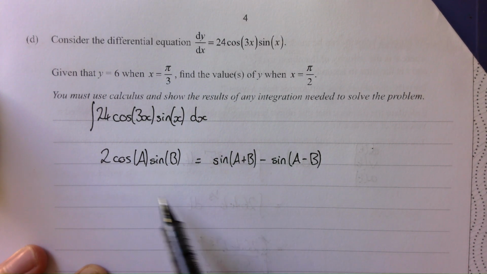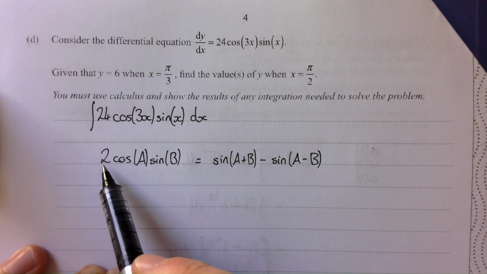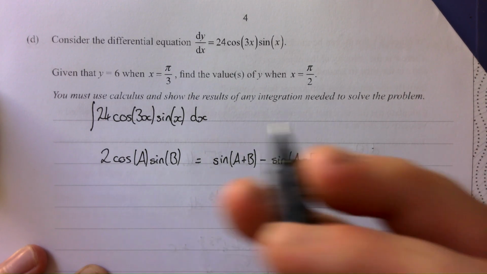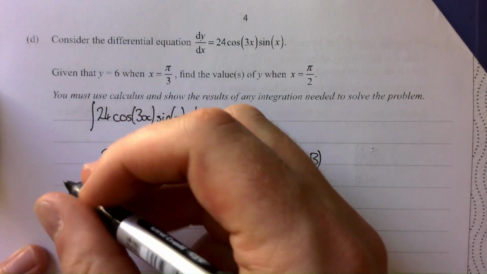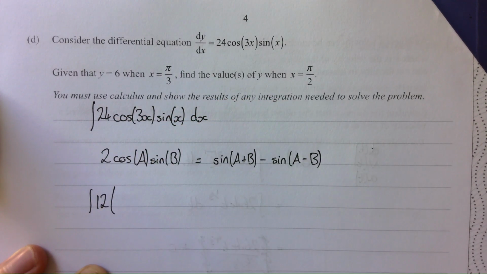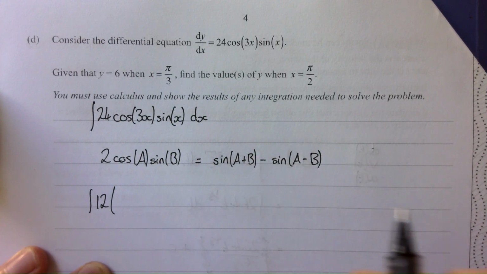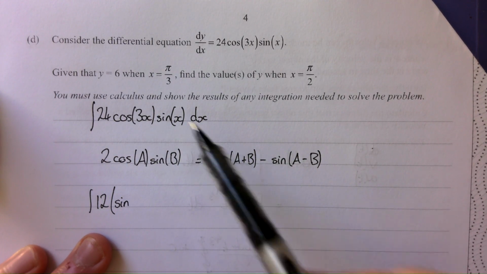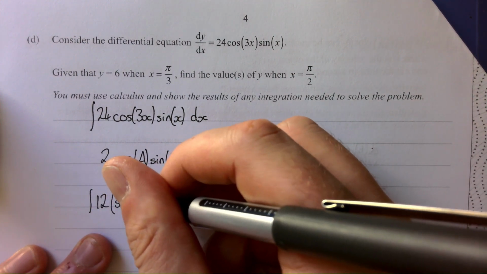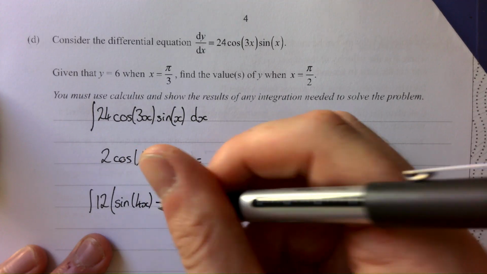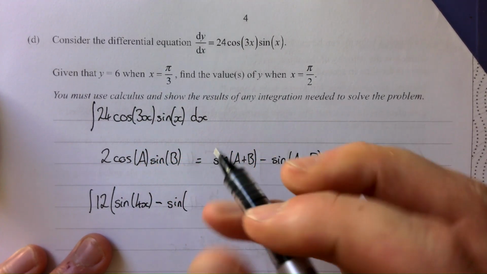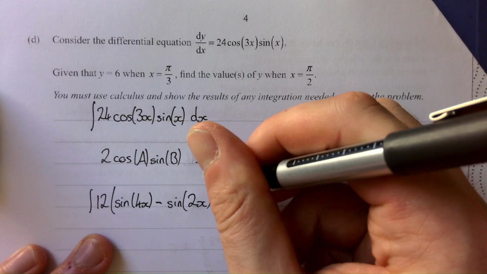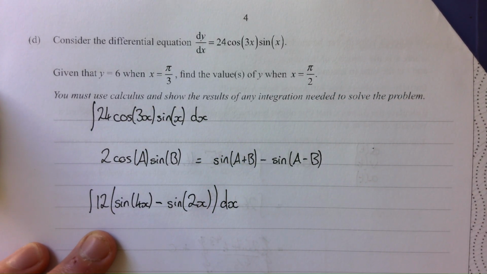Now, if we make this equivalency into our expression, we have this factor of 2 that isn't present here. So we are going to divide this 24 by 2. So our integral becomes 12 all multiplying sine of our angle A, which is 3x, plus our angle B, which is x. 3x plus x is 4x. And then we are subtracting sine, where the angle here is the difference of the two, 3x minus x, which is just 2x, with respect to x.